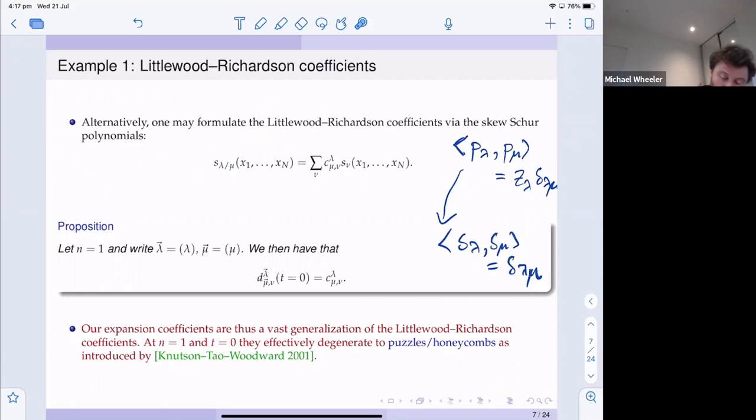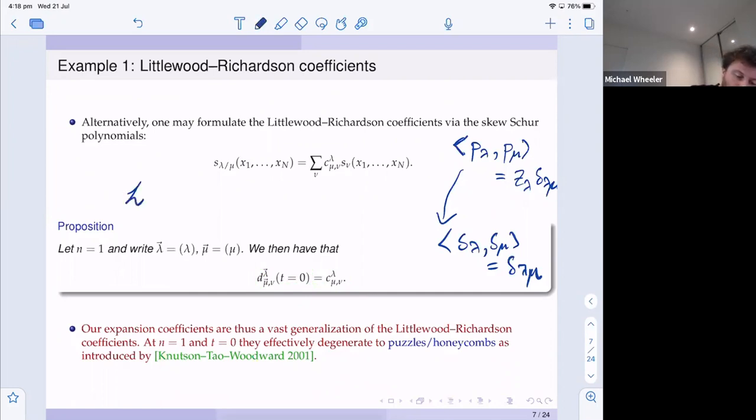So now we get the first proposition. I'll list all of these examples as propositions, even though really there's nothing very deep going on. So if we take n equal to 1, the vectors of partitions are going to become one-dimensional. Let's write the first one just as lambda and the second one as mu. Then those coefficients that we were looking at before, when t is equal to 0, they reduce precisely to the Littlewood-Richardson coefficients. Okay, so the proof of this is very straightforward.